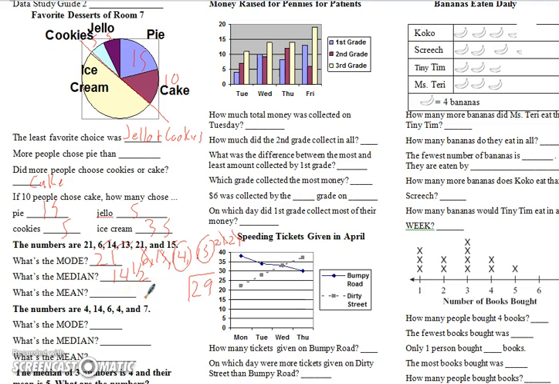Mean means I'm going to add them all up and divide by the number of numbers. So I got 21, 27, 41, 54, 75, 85, 90. Divide by 1, 2, 3, 4, 5, 6 numbers. And if I do that, I'm going to end up with 15 for my mean.